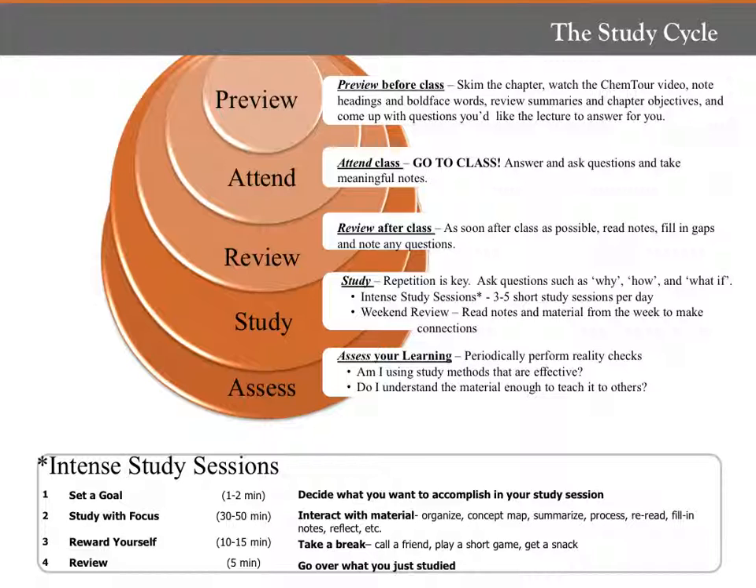The third step in the study cycle is review after class. Don't bury those notes away or lose them and not look at them for weeks. You should review the material shortly after class, read the notes, fill in any gaps you might have, or write down any questions that you might have to ask in the next class or during office hours.